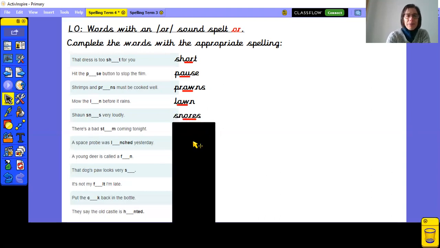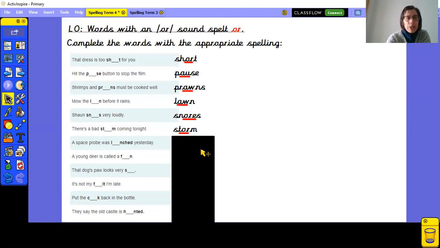S-N-O-R-E-S. Brilliant, year 5. So there's a bad storm coming tonight. A storm. I'm sure you've got this one. That's the one I made a mistake on. You remember? That's the slide before. So storm, S-T-O-R-M. Well done. We've done 1, 2, 3, 4, 5, 6. Are you having a 6 out of 6? 5 out of 6. And whatever you've done, because you're here with me, it's already great. And I thank you for that, year 5.